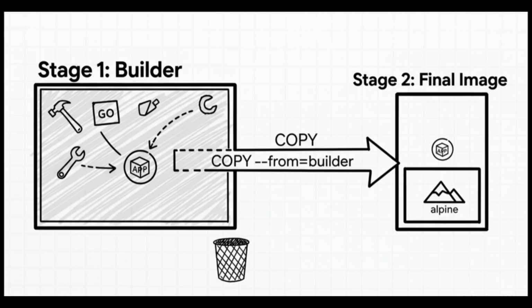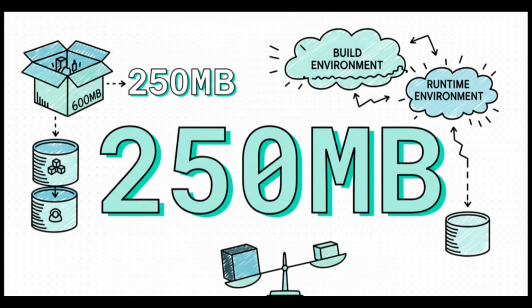Then, we start a completely fresh, squeaky clean second stage, maybe from a tiny base image like Alpine. And we use that copy-from builder command to just pluck the finished product, the single compiled binary, out of the workshop. The entire messy workshop gets left behind. And what does a strategy like this actually look like in the real world?